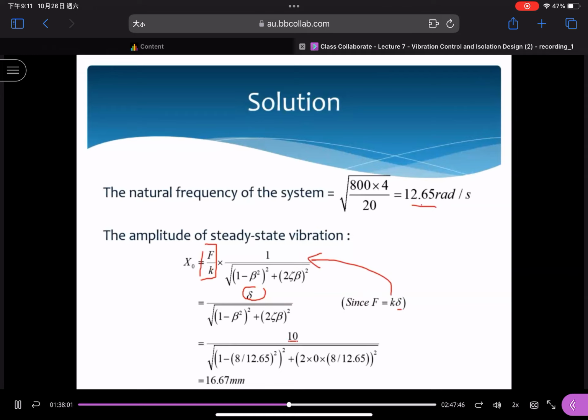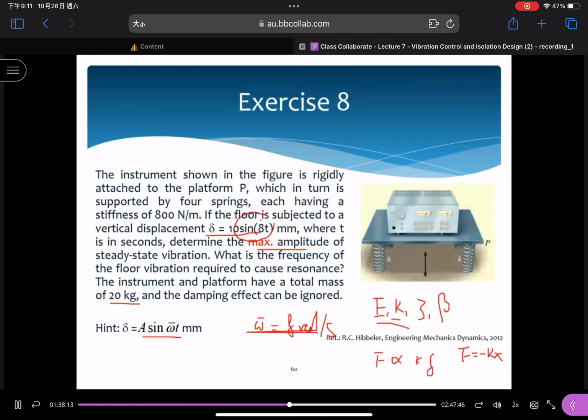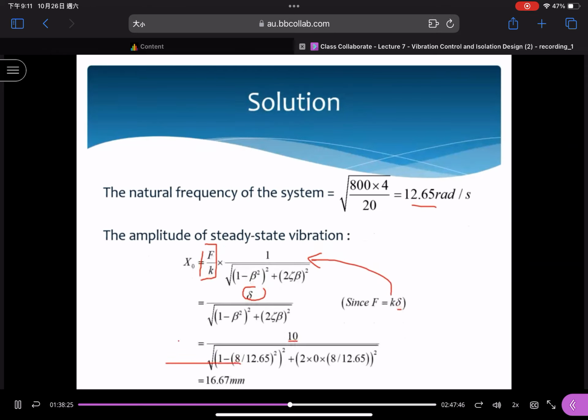How about beta? Beta compares the external frequency and the natural frequency. The external frequency is equal to 8, correct? When you compare the value here and this equation, omega with a bar must be equal to 8. And theta, what is the value of theta? 0. We don't need to consider this one. So in this case, the value becomes 16.67 millimeter. This is the maximum response.